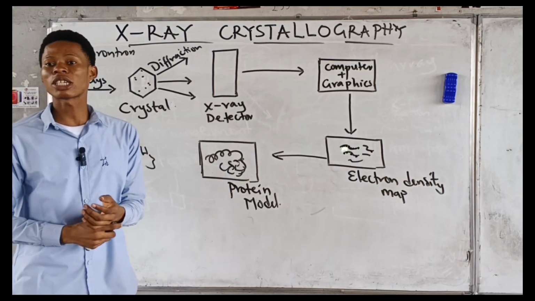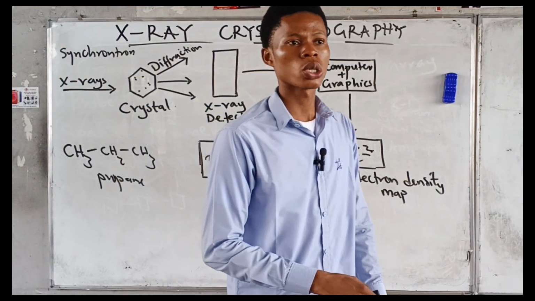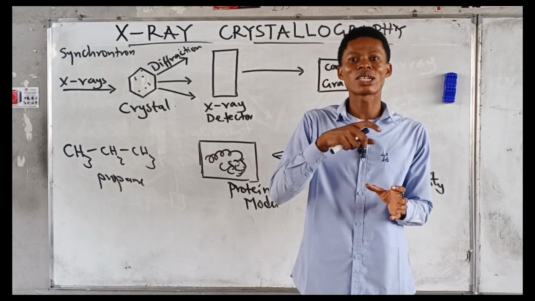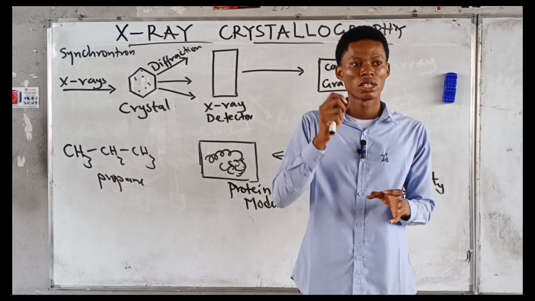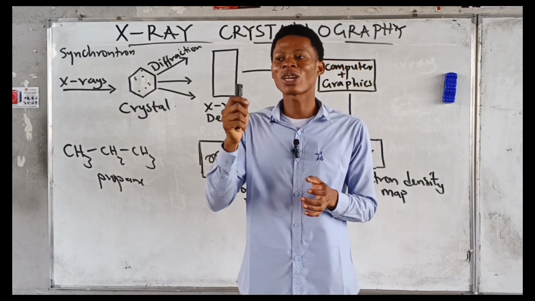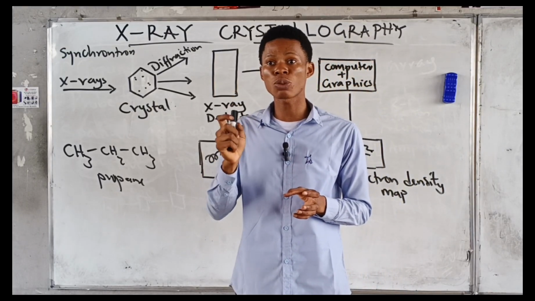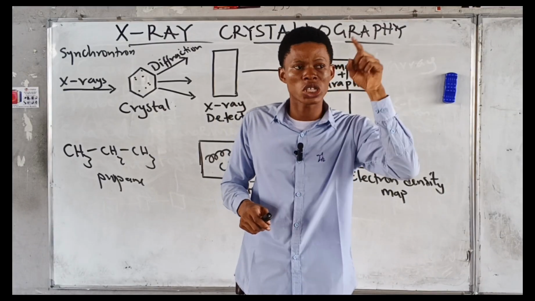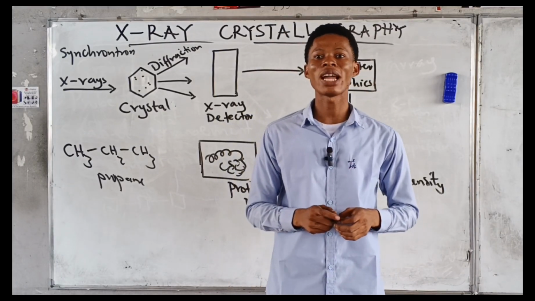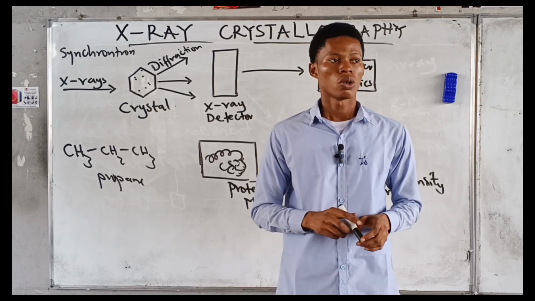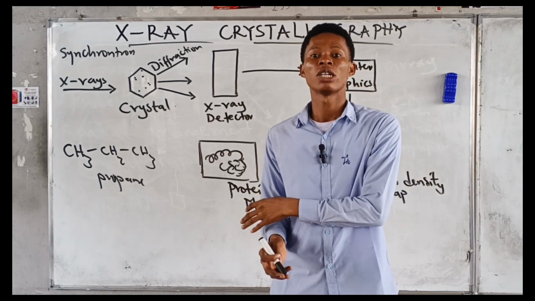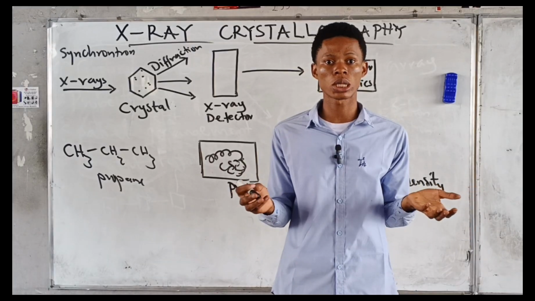Now, the application: where can you use X-ray crystallography? You know that with X-ray crystallography, we want to determine the three-dimensional structure. And if you can determine the three-dimensional structure of that substance, we can actually tell what the compound is. So what is the application of X-ray crystallography? It has been used to determine the three-dimensional shape of different biomolecules, proteins.